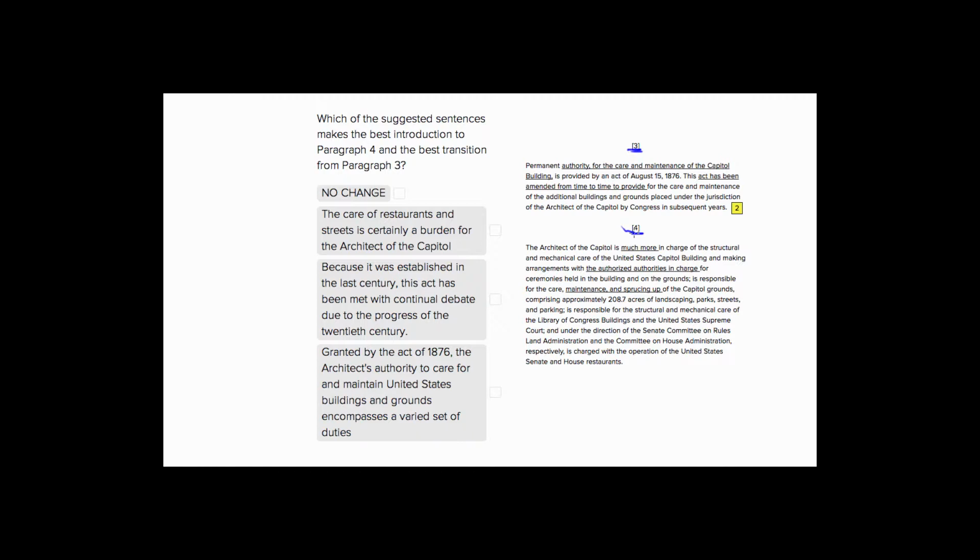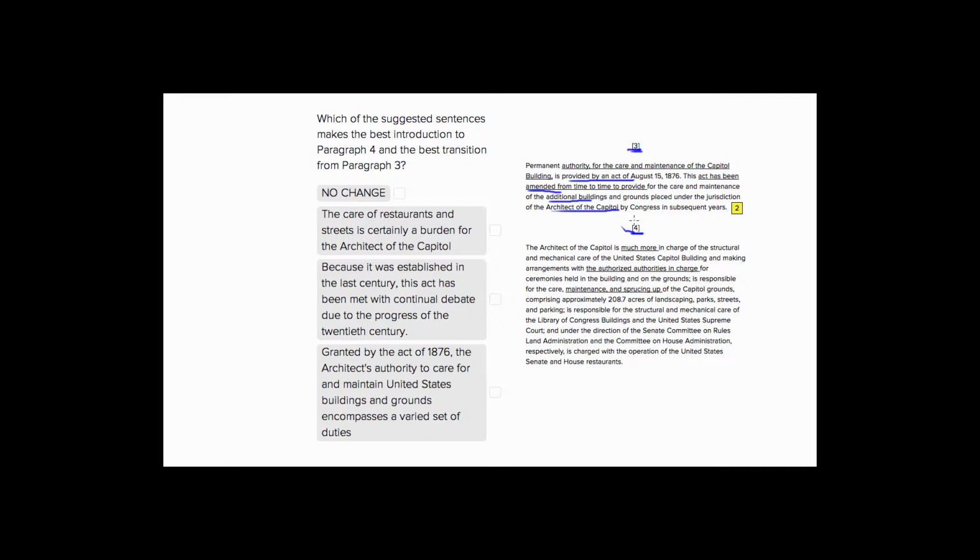So let's look at our sentences. With paragraph 3, it tells us that permanent authority for the care of the Capitol building is provided by a certain act. So it tells us that in sentence 1. The act is changed over time to provide care for additional buildings placed under the jurisdiction of the architect of the Capitol. So this paragraph is telling us about how the architect of the Capitol has power granted by Congress to care for additional buildings and grounds like the Capitol and other buildings in DC. So that's what this paragraph is telling us.